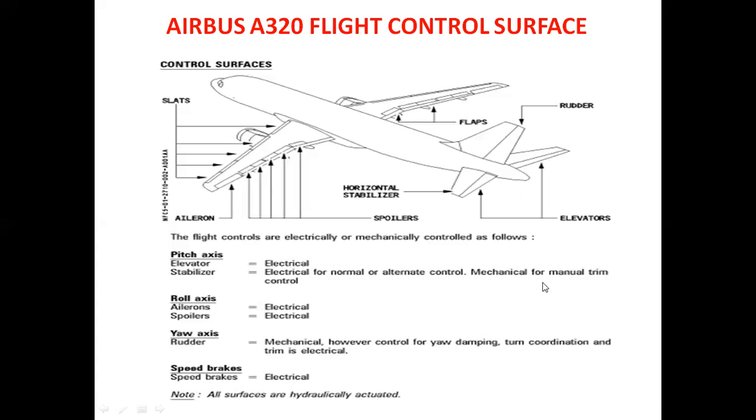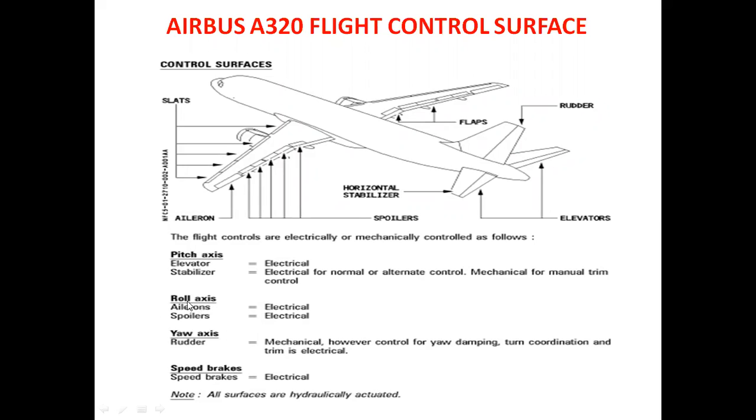It can also be controlled mechanically for manual trim control. There is a provision for the stabilizer to be manually trimmed also, which can be controlled by mechanical linkage. If the electrical control mechanism fails, a provision for mechanical trimming is available with the horizontal stabilizer. So it can be controlled mechanically.